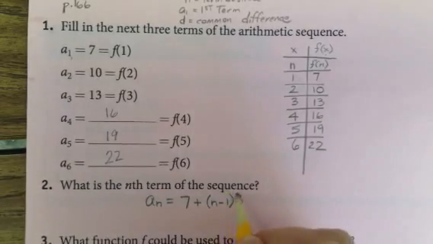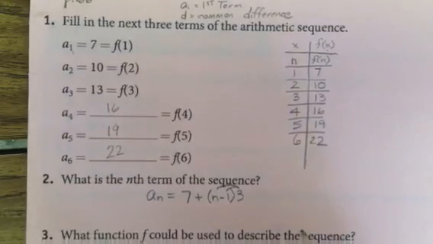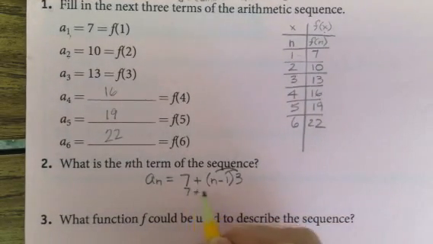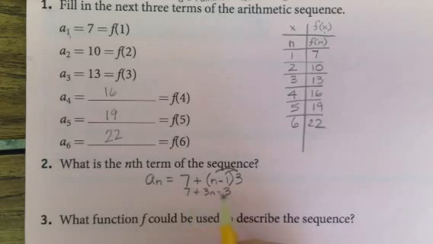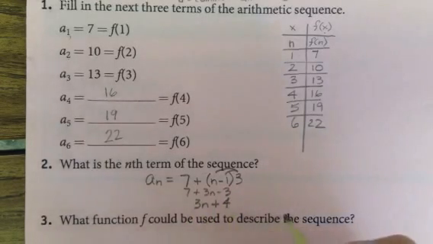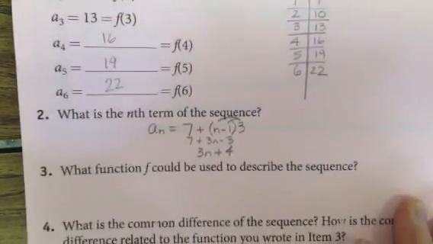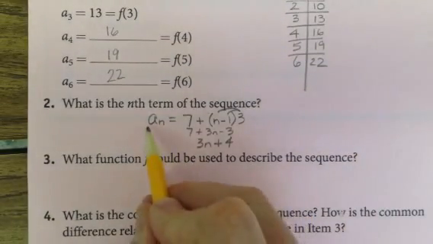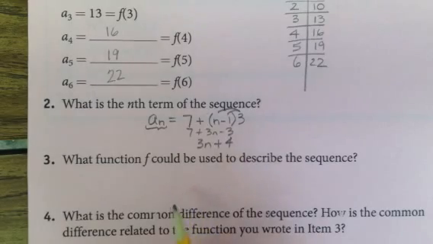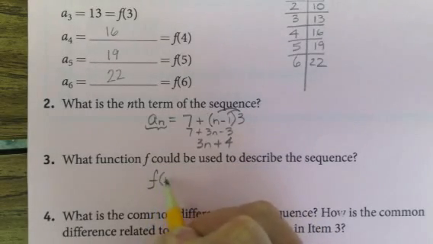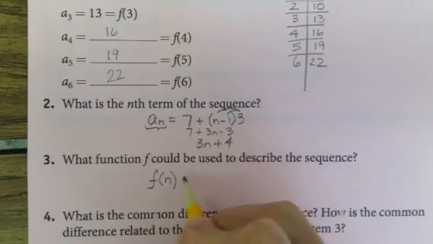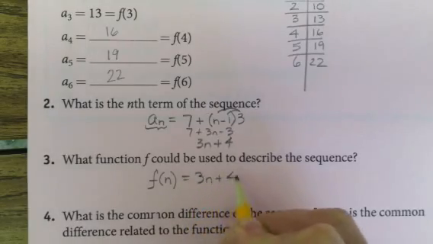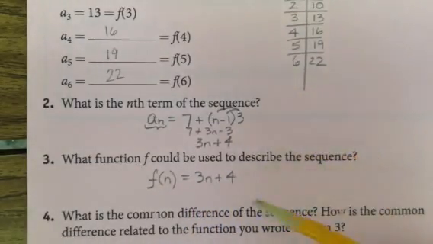Okay? So if I go ahead and clean this up and distribute, I get 7 plus 3n minus 3. 7 minus 3 is 4. I get 3n plus 4. Okay? So what function could be used? I really don't need to worry about this. I'm going to take this right here and use function notation. So I'm going to say f a function of n is equal to the very same thing I already found. Because it hasn't changed, has it? So we're just now writing it in function notation.